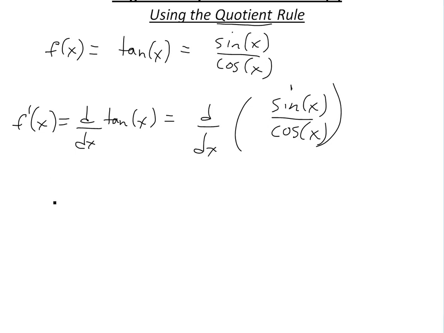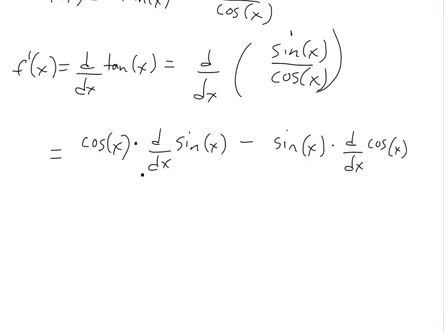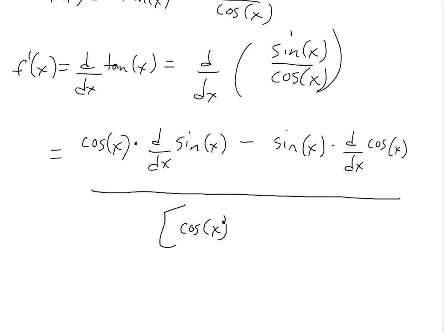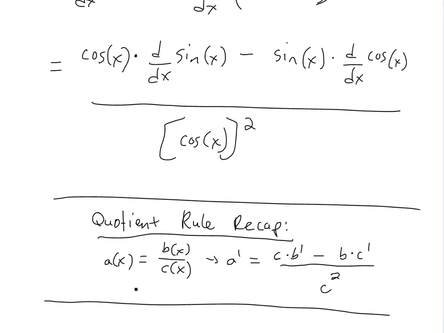So this is going to be equal to cos x times the derivative d over dx of sine x, minus sine x times the derivative of cos x, all divided by cos x squared. The quotient rule is just to give a better idea; this is a recap of it.